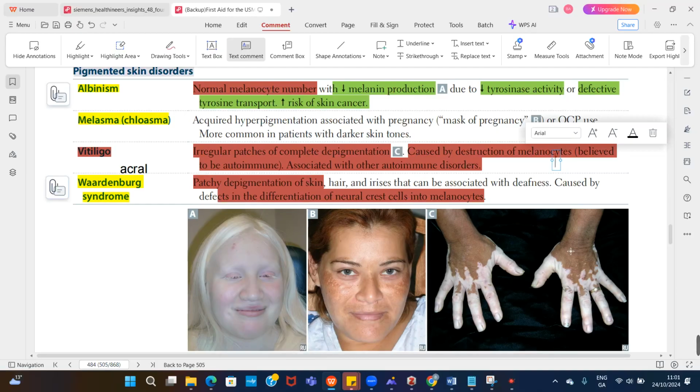Where the USMLE will now come for you is that they can ask you, what other condition do you think will be associated with this presentation? So you just smile because we know already what they are talking about. Since it is an autoimmune condition, there's a possibility that this individual is going to have other autoimmune diseases. Commonly, type 1 DM. Please don't go and pick type 2 DM. Type 1 DM is the autoimmune one.